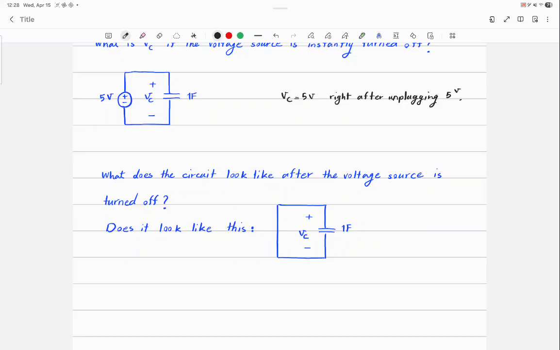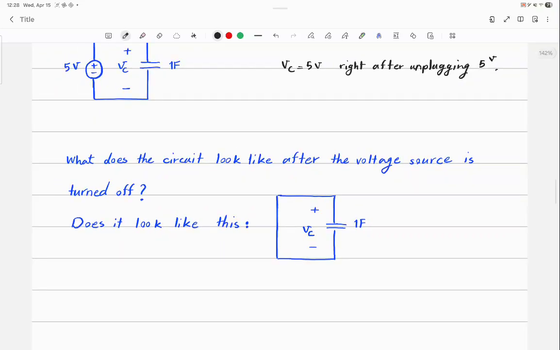Now here is the confusing part. Do you agree that I just unplugged the voltage source? So unplugging a voltage source is equivalent to a short circuit. So do you agree that right after unplugging, this is my circuit? Or you have a problem with that? Okay, so if that is my circuit, right after unplugging, the voltage across the capacitor, how can it be 5? It's short, it should be 0.